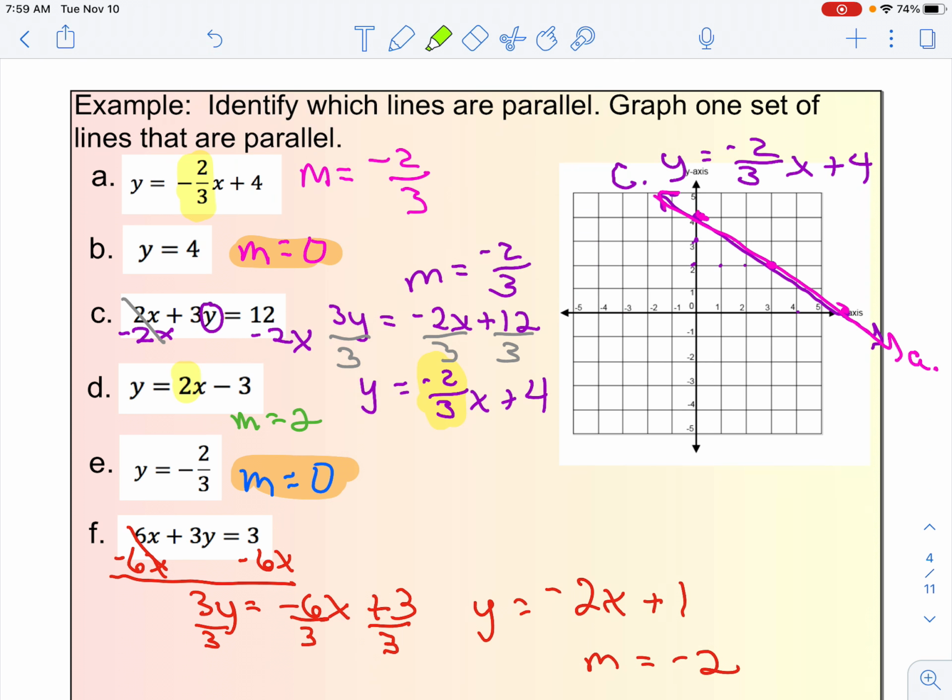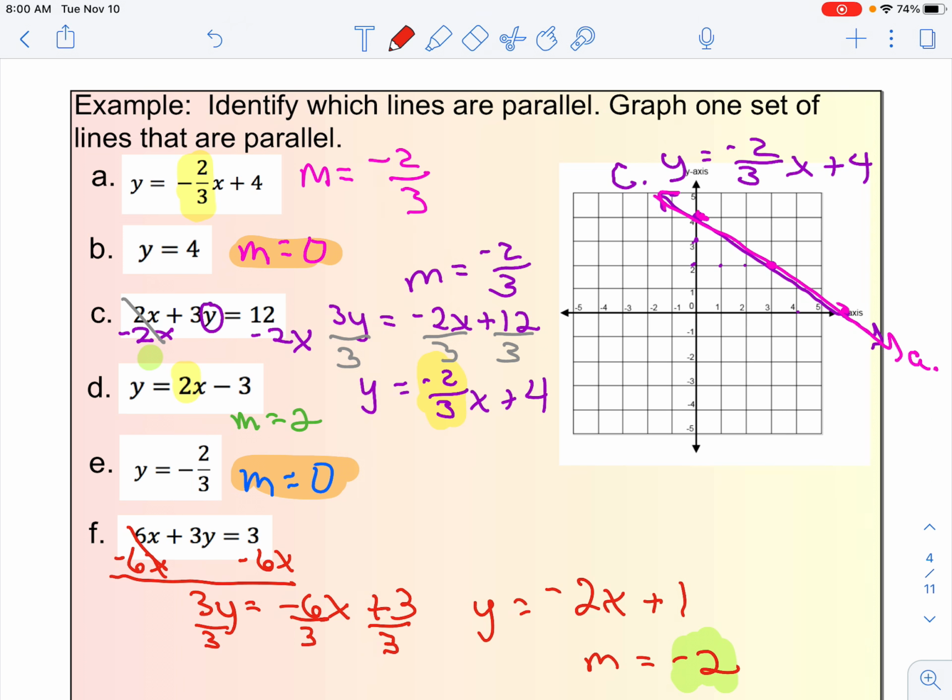So we've graphed one line set that happened to be the same line, unless I did my math wrong, but I'm double checking here, and I don't see mistakes of any kind, and so I don't see any other slopes that are the same, except for A, B, and E. So we can go ahead and graph those lines for practice.